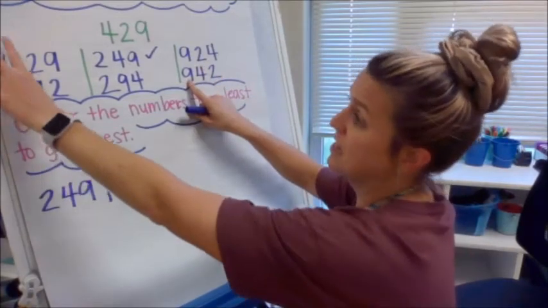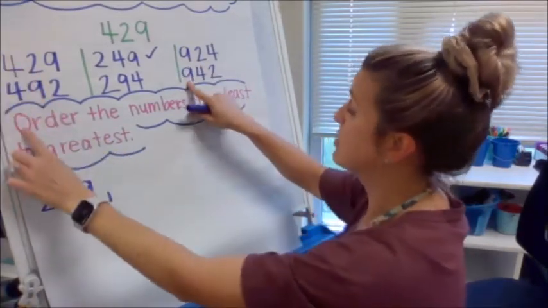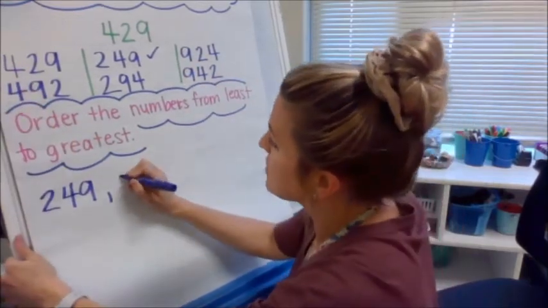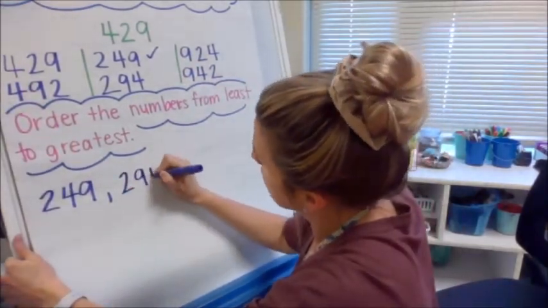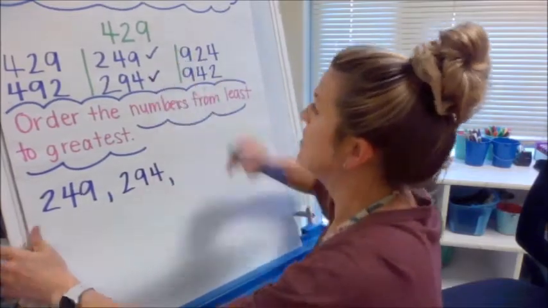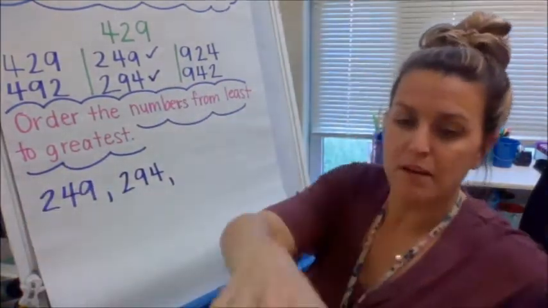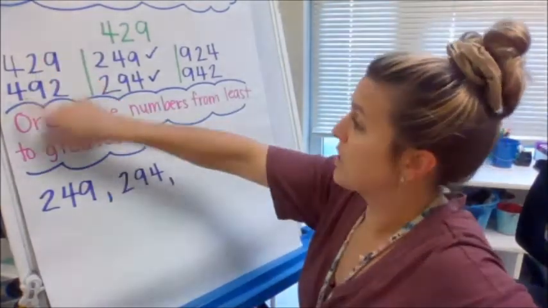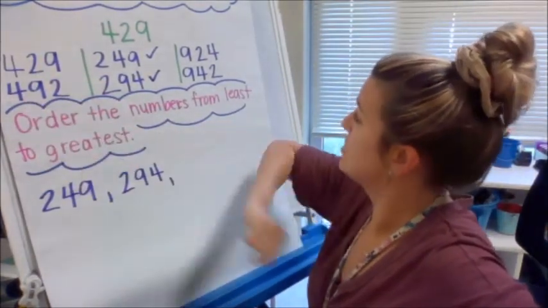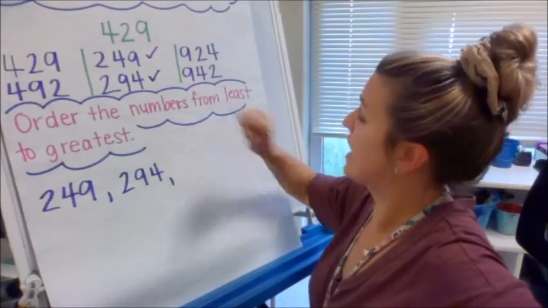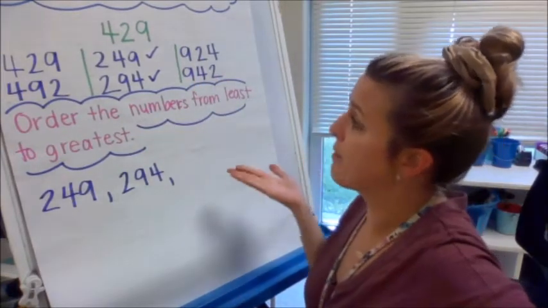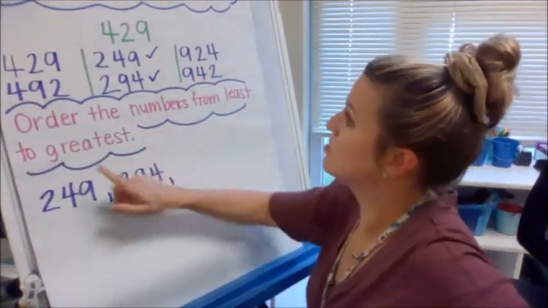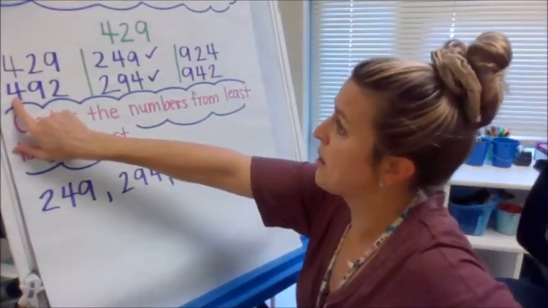because my other 4 numbers have higher digits in the hundreds place. So 294 comes next. So now I'm looking back at my numbers, and I have 429 and 492, 924 and 942. So I'm going to look at my hundreds place, and I know that 4 is smaller than 9, so these two numbers are going to come first.